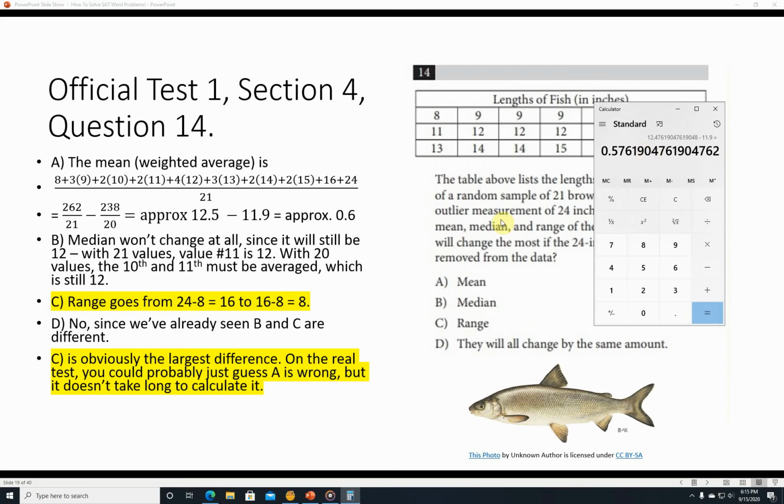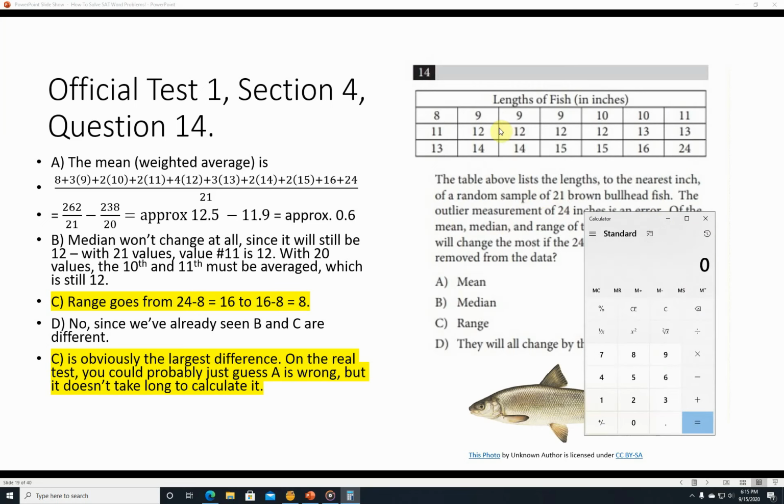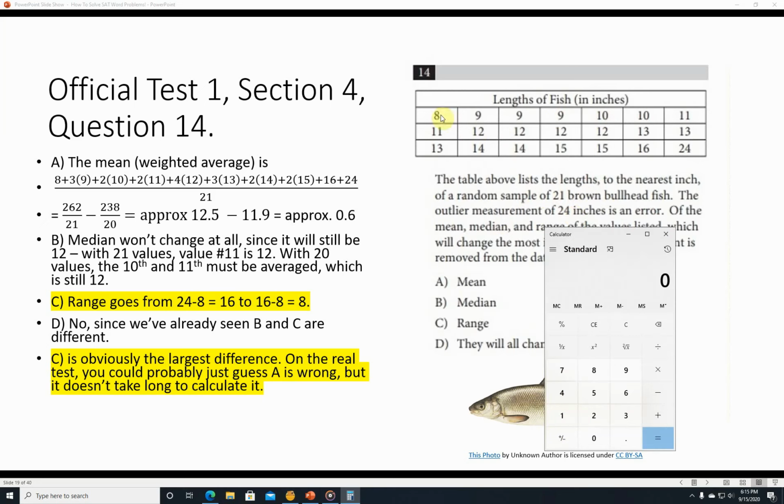Okay, so the median won't change at all, and I'll explain why. We have 21 values. They tell you there's 21 values, but also you could just count it. You go 7, 14, 21. So since there's an odd number, you know that there's going to be 10 before it. Number 11 is the median, and then there's going to be 10 afterwards. That's what makes number 11 the median. So here's 1, 2, 3, 4, 5, 6, 7, 8, 9, 10, 11. Then 1, 2, 3, 4, 5, 6, 7, 8, 9, 10. So the median is 12.